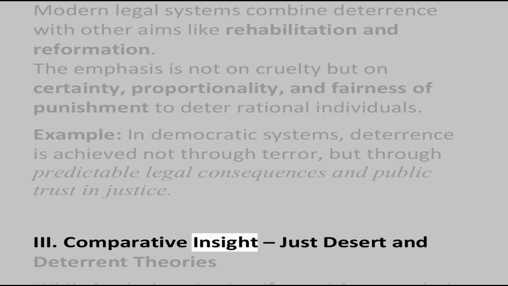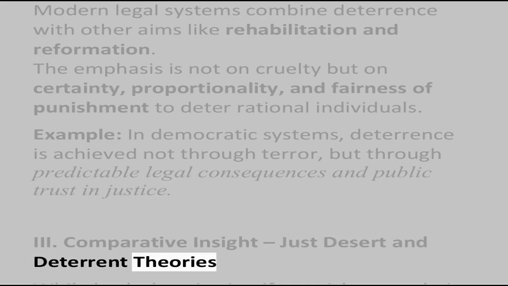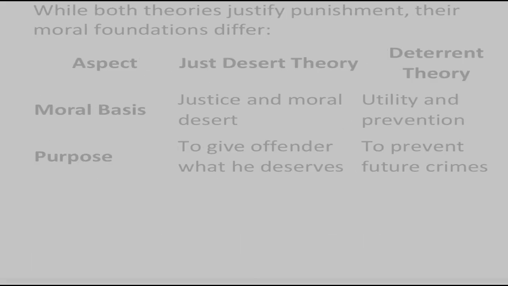3. Comparative insight, just desert and deterrent theories. While both theories justify punishment, their moral foundations differ. Aspect: just desert theory, deterrent theory. Moral basis: justice and moral desert. Purpose: to give offender what he deserves. Utility and prevention: to prevent future crimes.